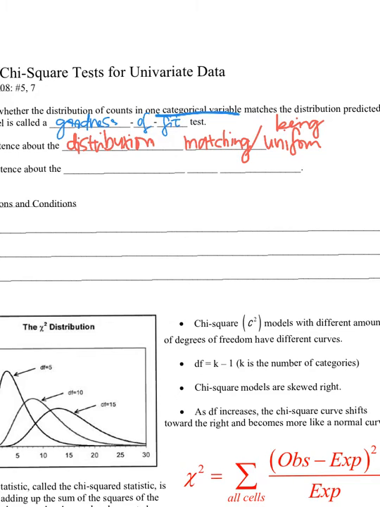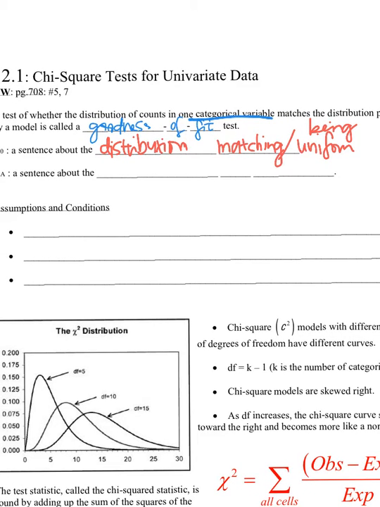And so our alternative hypothesis is going to be the opposite. It'll be a sentence about the distribution not matching what we expect or not being uniform. All right. Now, let me give you a few examples of that so you understand what that means.